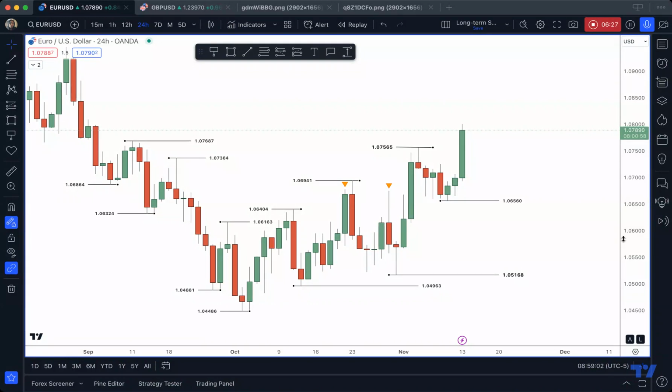How much you're going to risk in that trade if you believe that price can go back up to the upside, and hold the trade as long as you desire.